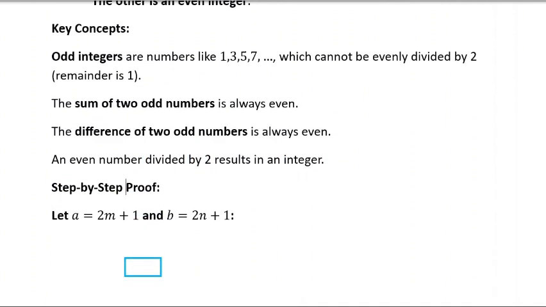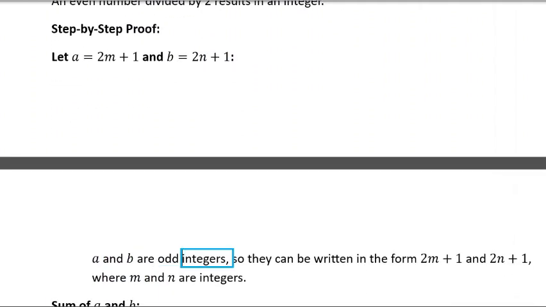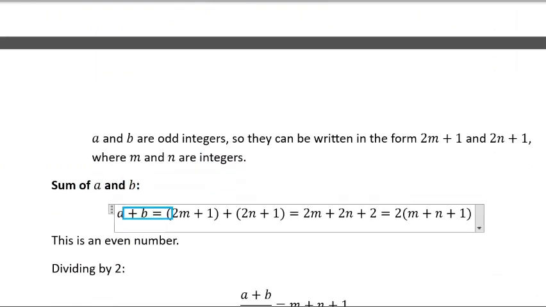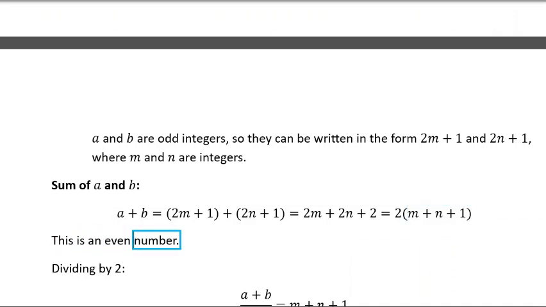Step-by-step proof. Let a equals 2m plus 1 and b equals 2n plus 1. a and b are odd integers, so they can be written in the form 2m plus 1 and 2n plus 1, where m and n are integers. Sum of a and b: a plus b equals (2m plus 1) plus (2n plus 1) equals 2m plus 2n plus 2 equals 2(m plus n plus 1). This is an even number.